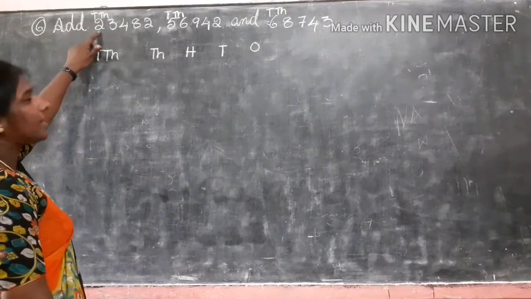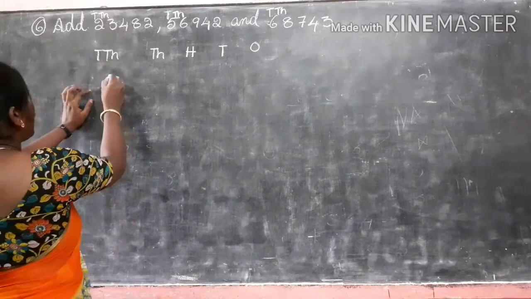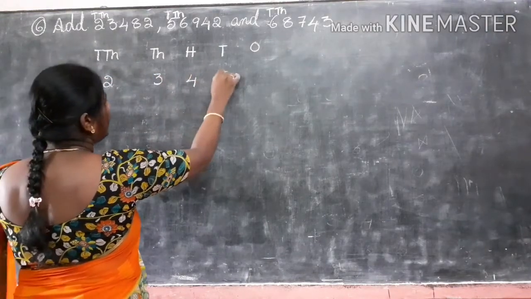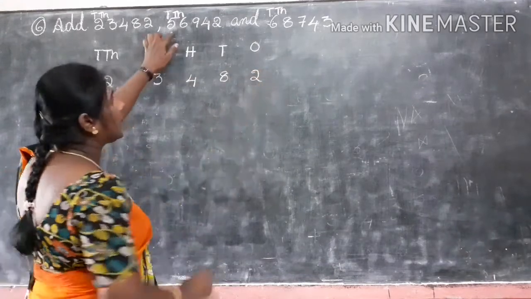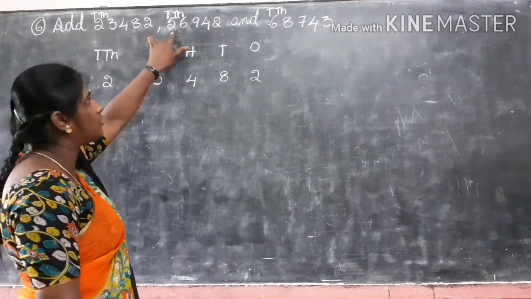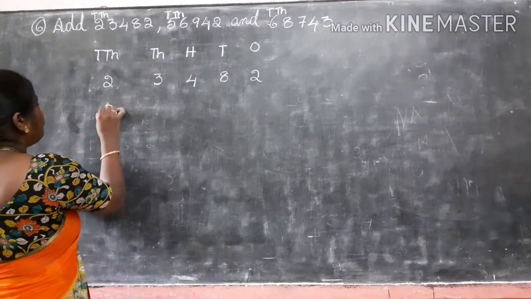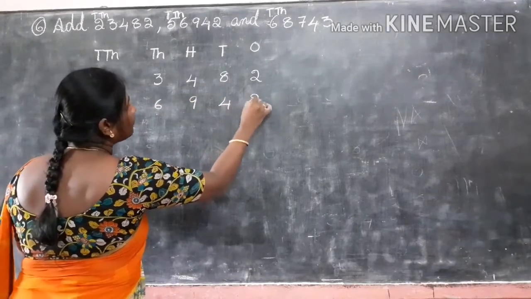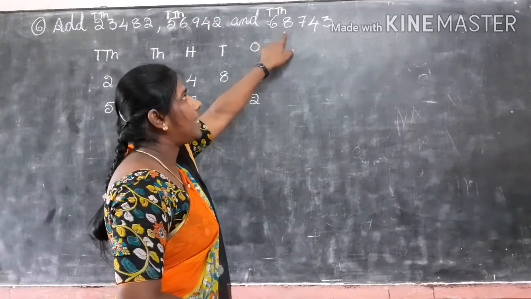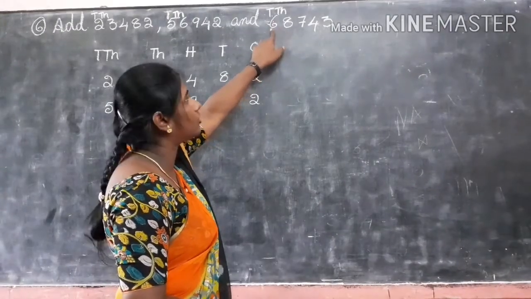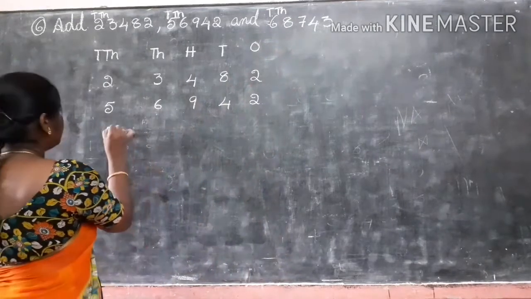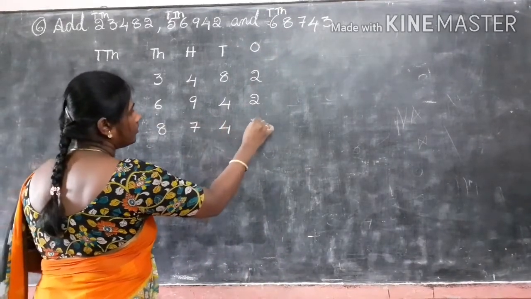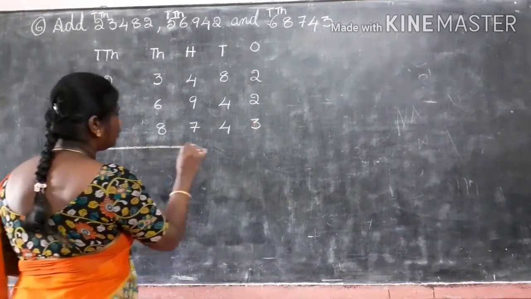Now the first number starts from 10,000, so we have to start from here too. 23,482. The second number also starts from the 10,000 place too. So 56,942. Next number 68, it also starts from 10,000. So 68,743. Now do the addition.